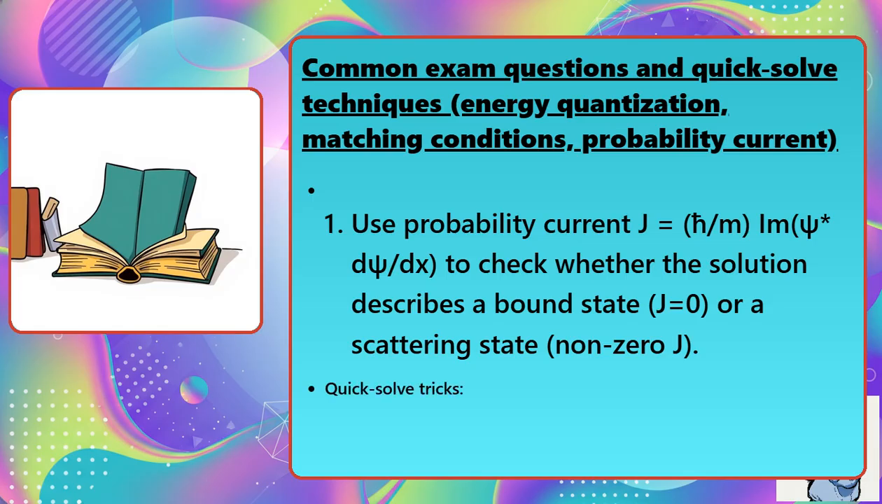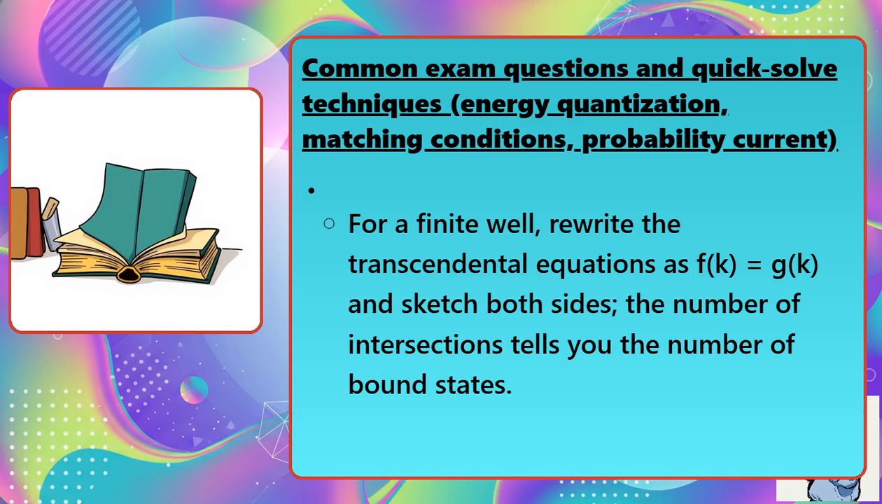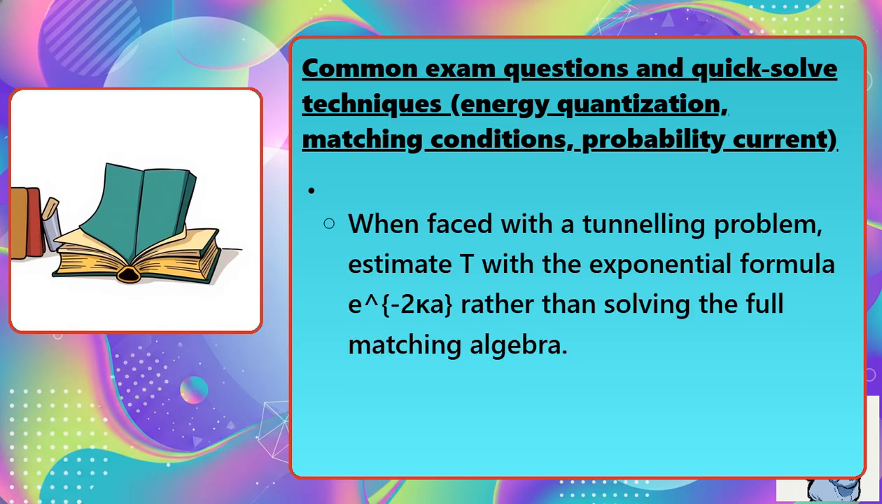Quick solve tricks. Memorize the standard results for the infinite well and harmonic oscillator. They save time. For a finite well, rewrite the transcendental equations as f of k equals g of k and sketch both sides. The number of intersections tells you the number of bound states. When faced with a tunneling problem, estimate T with the exponential formula e to the minus 2 kappa a rather than solving the full matching algebra.